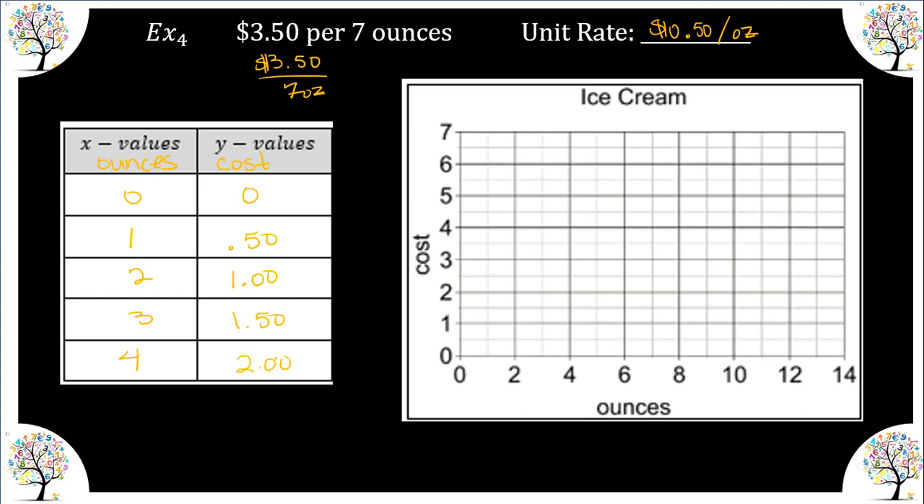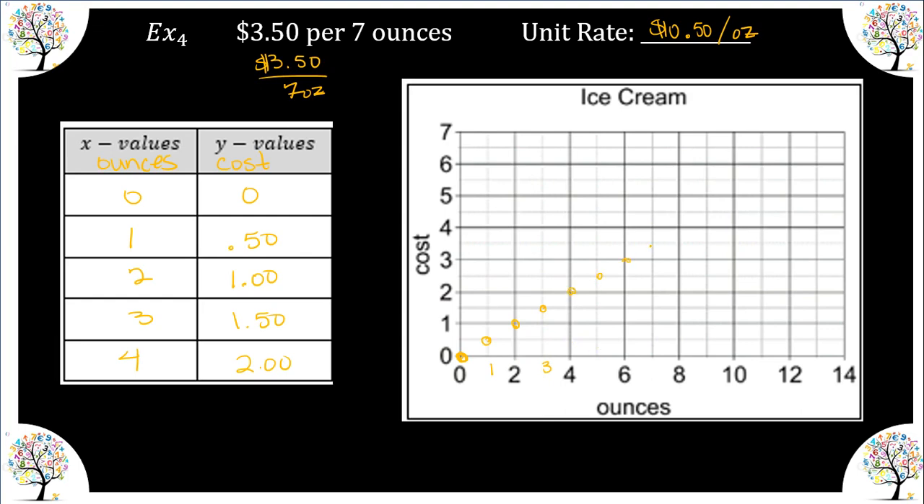So now let's graph these. So our X values are along the X axis. So at 0 ounces, we pay $0. For 1 ounce, we pay 50 cents. 2 ounces is going to be $1. 3 ounces, $1.50. 4 ounces, $2. And we can keep going.